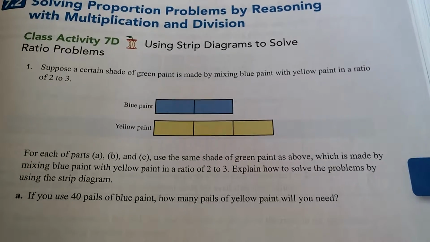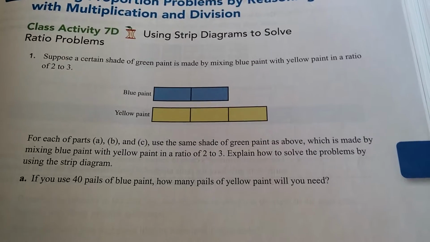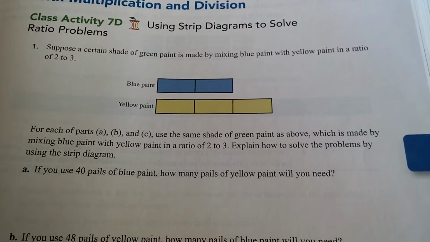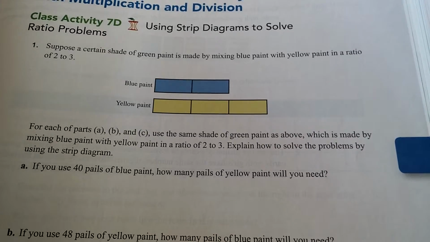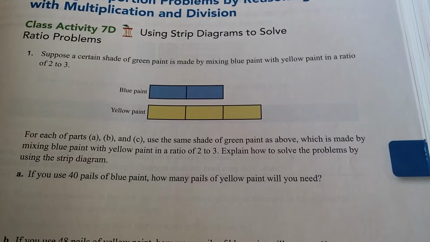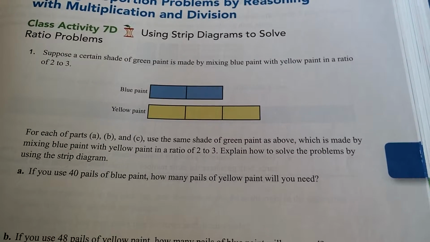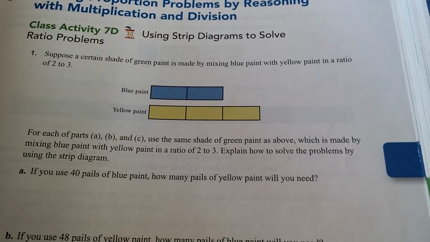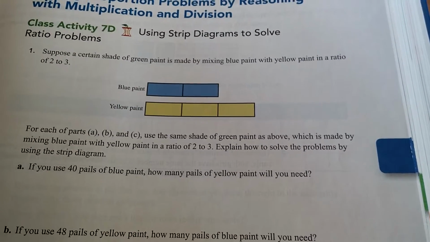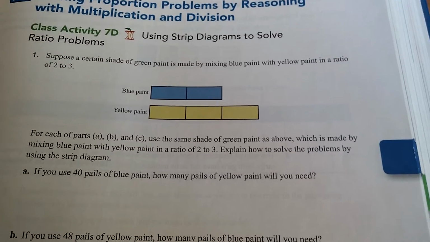Class Activity 7D, using strip diagrams to solve ratio problems. Number 1. Suppose a certain shade of green paint is made by mixing blue paint and yellow paint in a ratio of 2 to 3. For each of parts A, B, and C, use the same shade of green paint as above, which is made by mixing blue paint with yellow paint in a ratio of 2 to 3. Explain how to solve the problems by using a strip diagram.